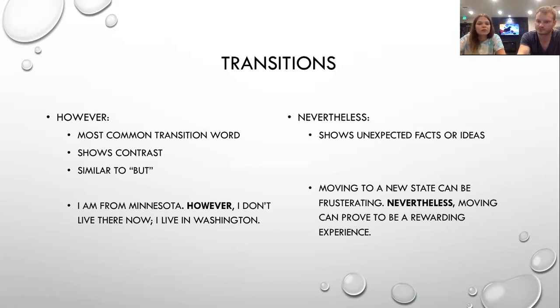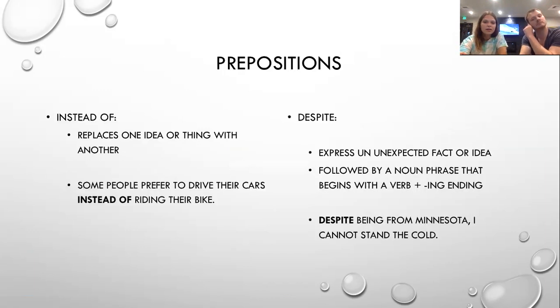Then we have nevertheless, which shows unexpected facts or ideas. So moving to a new state can be frustrating. Nevertheless, moving can prove to be a rewarding experience. So it can be scary, but it can also be good.